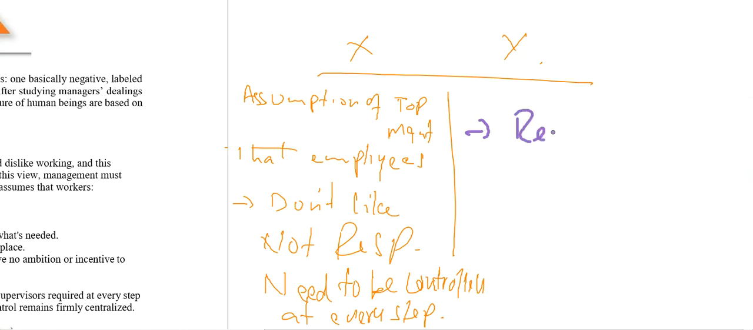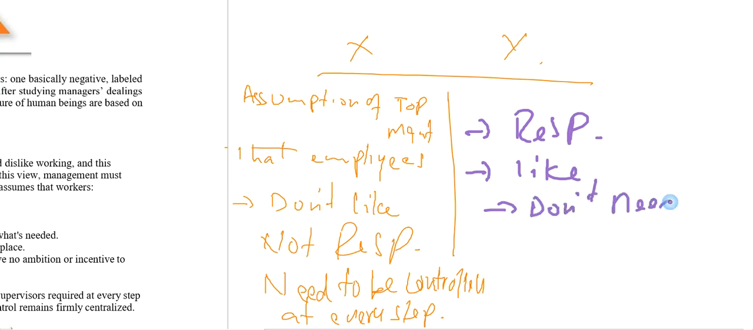On the other hand, in theory Y, this is the assumption of top management that employees are, number 1, responsible, they like the job, and they do not need to be controlled at every step. This is the negative assumption and this is the positive assumption about the employees.